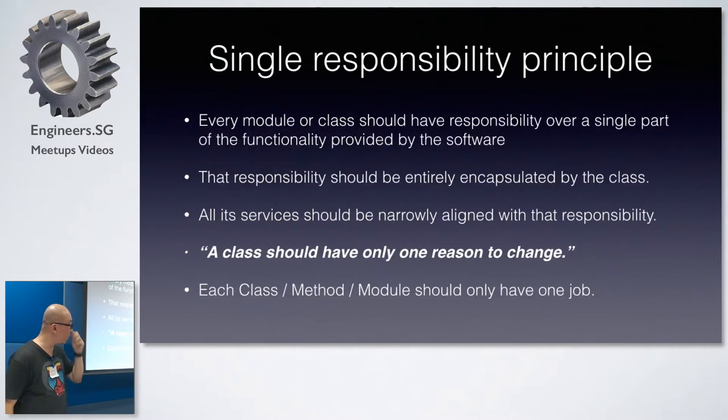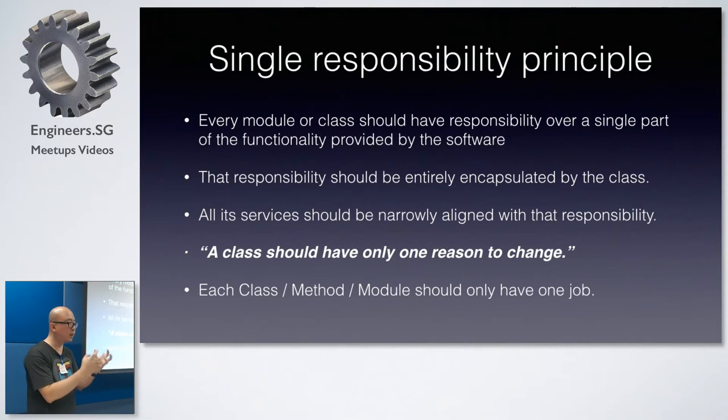So what does the single responsibility principle say? This is taken from the Wikipedia entry. Every module or class should have a responsibility of its own. Basically, it's over a single part of the software, and the responsibility should be entirely encapsulated in that class or method. Essentially, each class, method or module should only have one job, right? So a class should have only one reason to change, as Uncle Bob says. All services should be narrowly aligned with that responsibility.